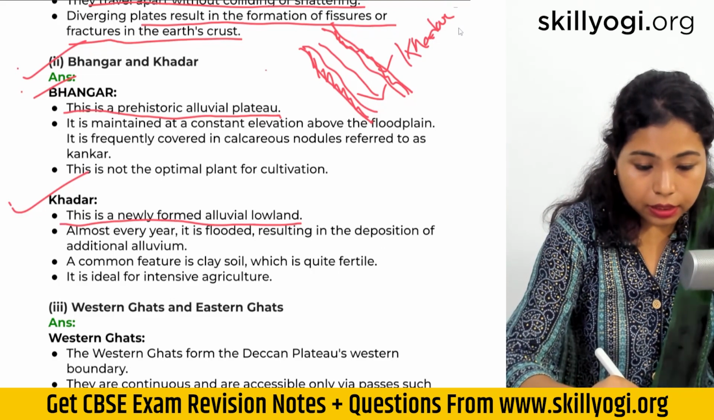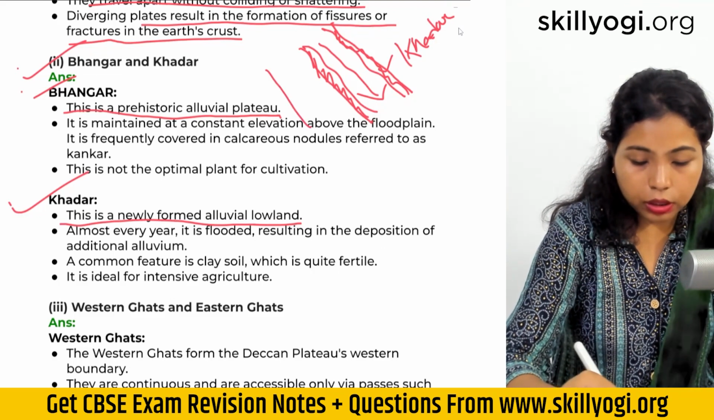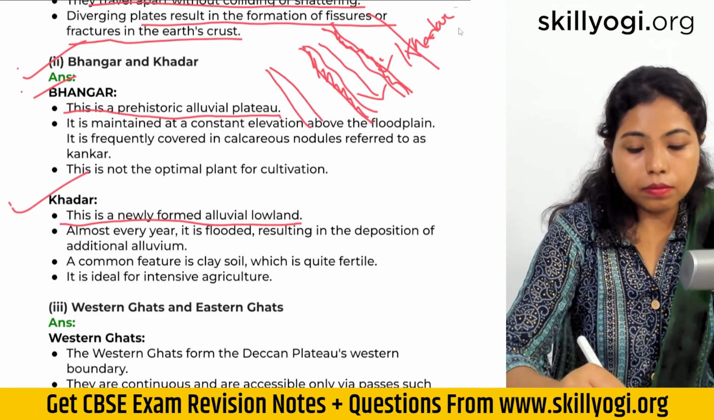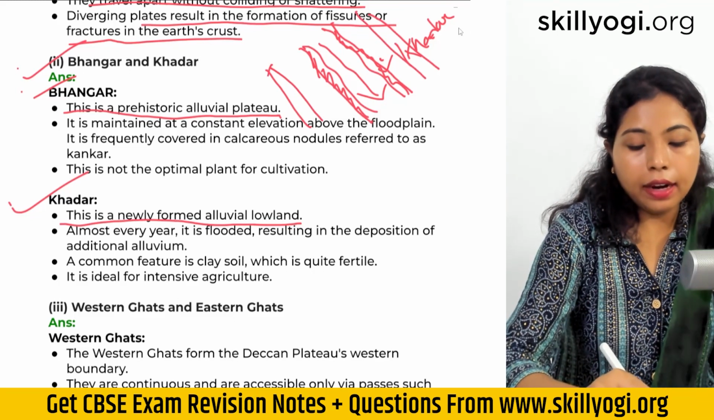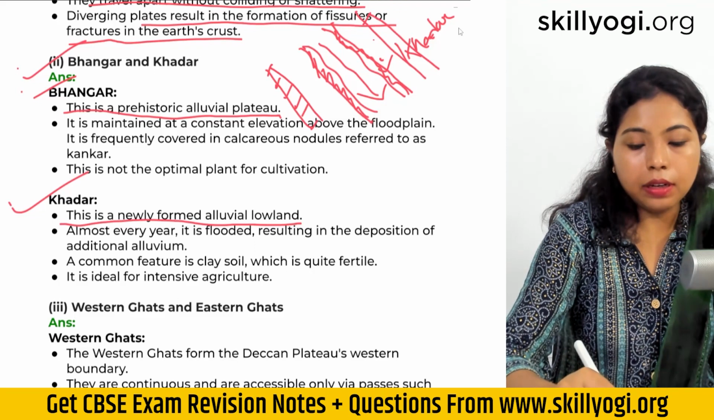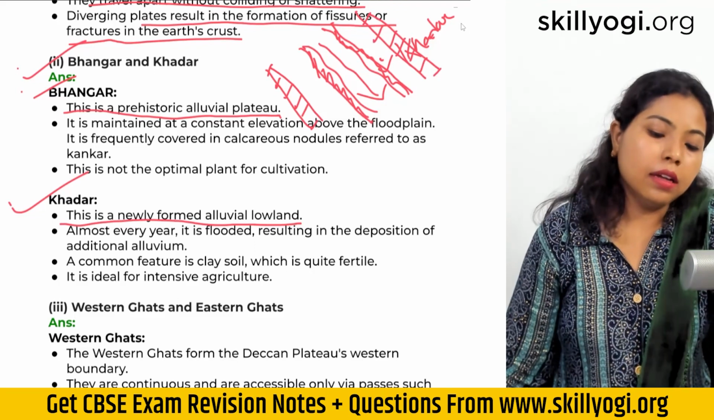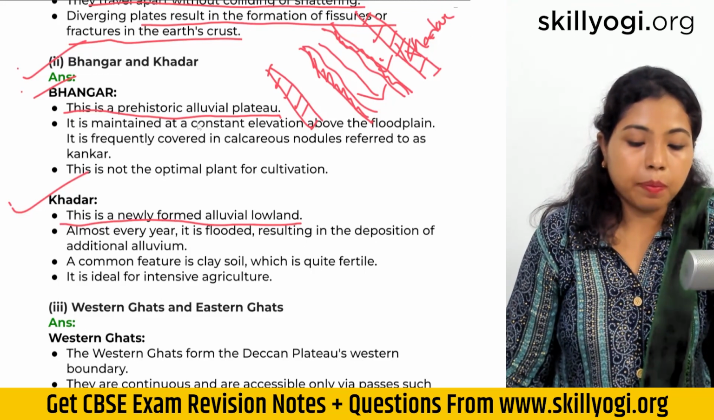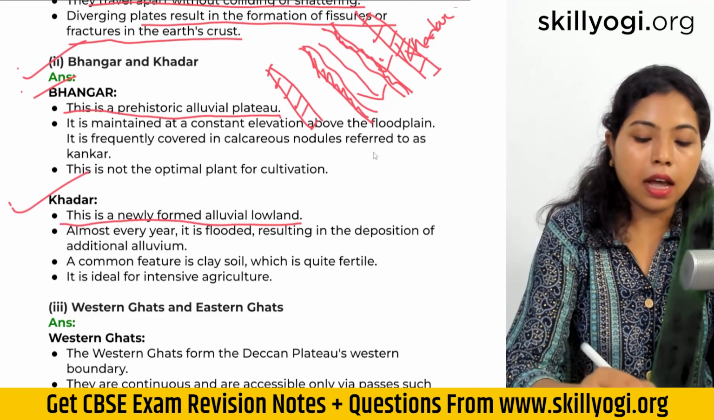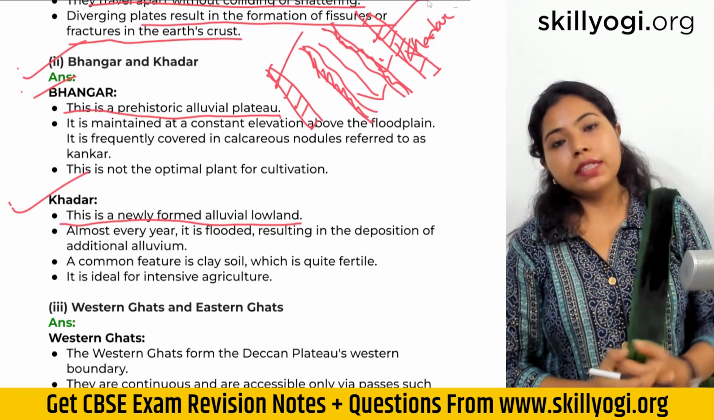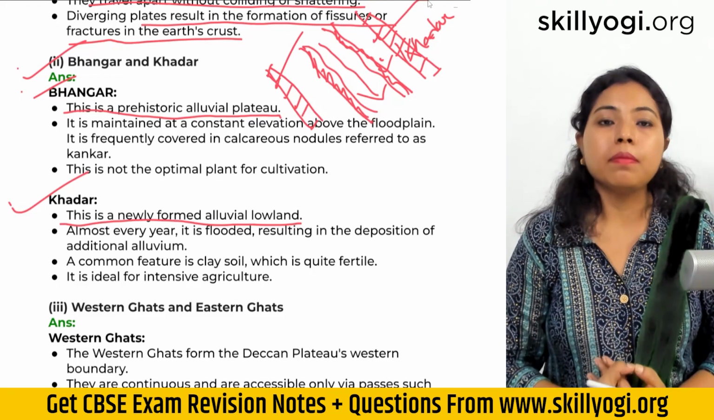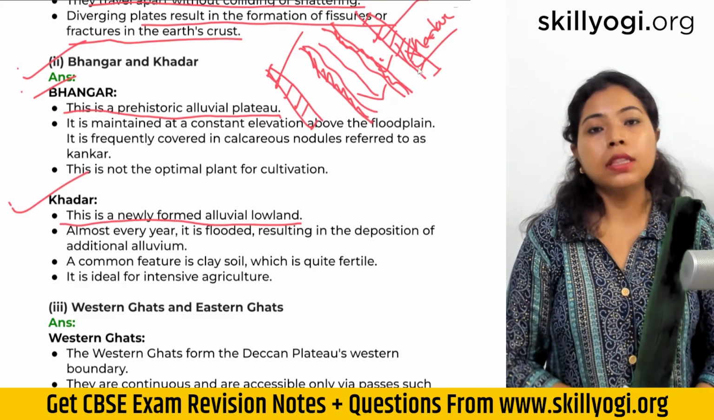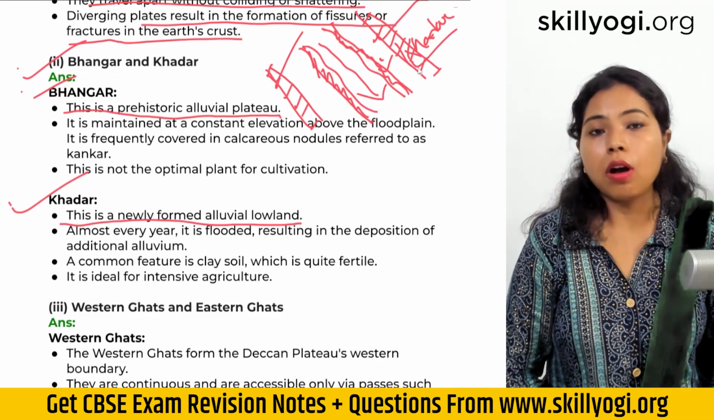And in some areas, the prehistoric alluvial deposition has made a plateau-like region. This is a sedimentary region. This is called the prehistoric alluvial plateau, that is the Bhangar. So if we tell in one sentence, the Khadar is made up of newly deposited alluvium soil and the Bhangar is made up of old alluvium deposition soil of the Ganga river.